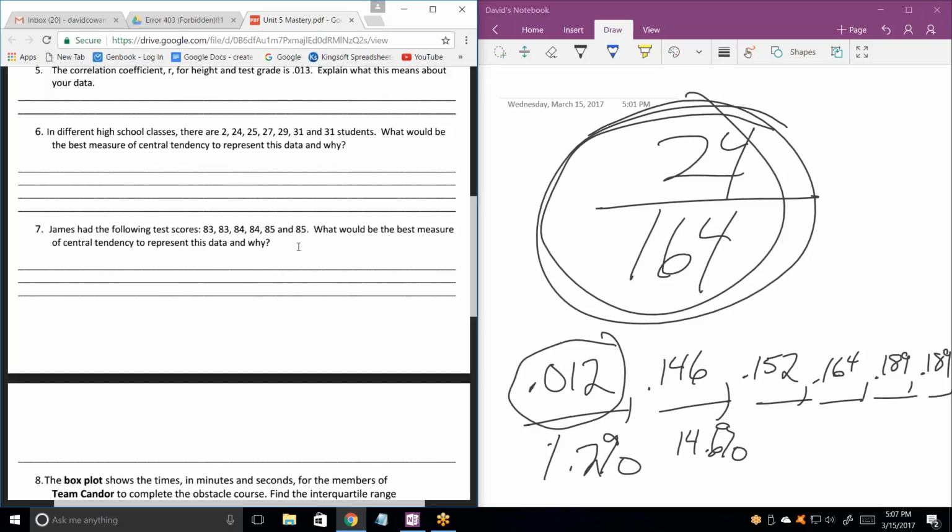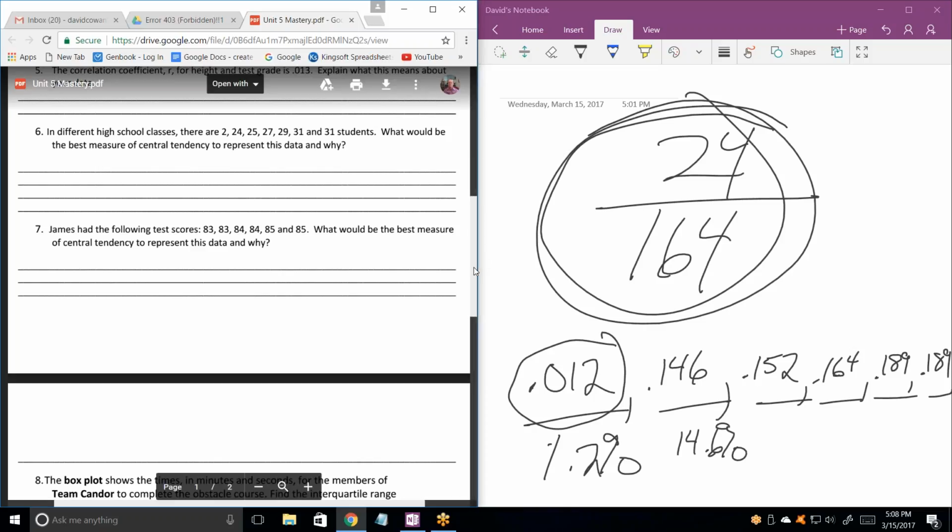I think. Okay. And the answer is the mean or the median. Both represent the data in the same way. They both end up being 84, the median and the mean. Okay. I think that's what they mean by central tendency. I'm not positive.